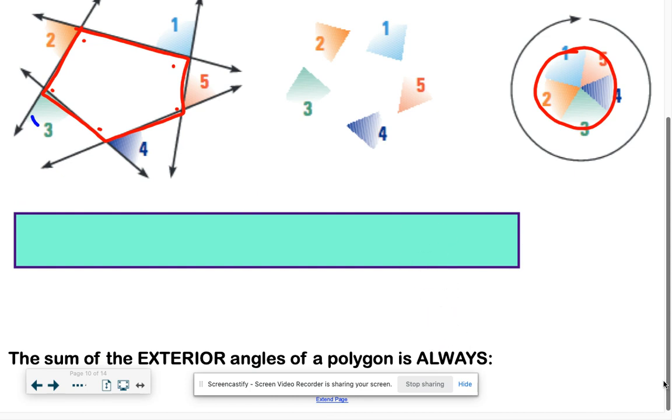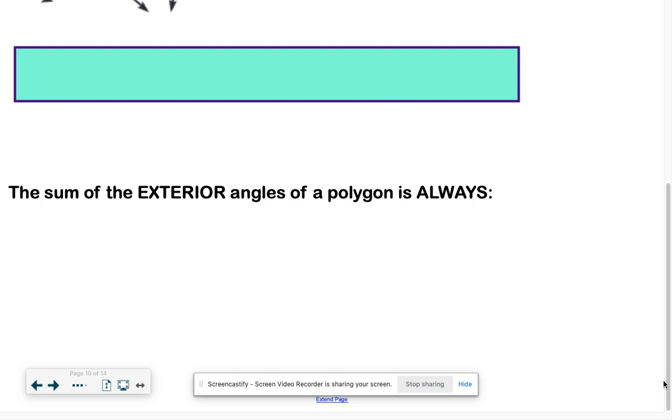360 is our formula. All the outside angles always add to 360. Doesn't matter if it's a triangle or a 30-sided figure, they'll always add to 360.